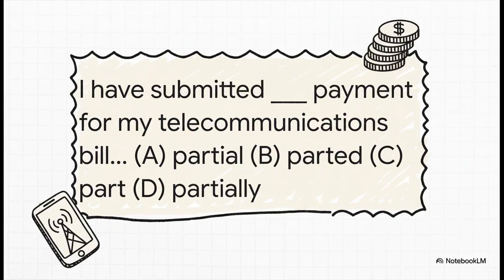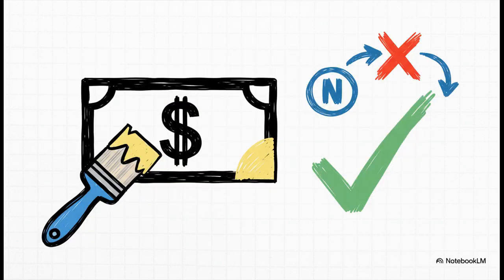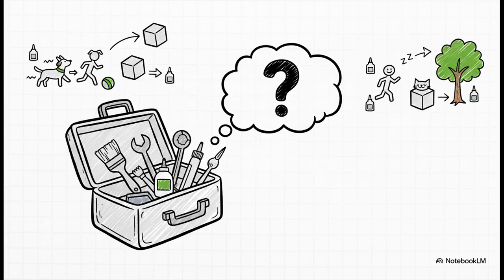Ready for number 2? I have submitted blank payment for my telecommunications bill. Should that be A, partial, B, parted, C, part, or D, partially? And the correct answer here is A, partial. We need an adjective to describe the noun payment. What kind of payment was it? A partial payment. Partially is an adverb, so you'd use that to describe an action like, I partially paid the bill. See the difference?